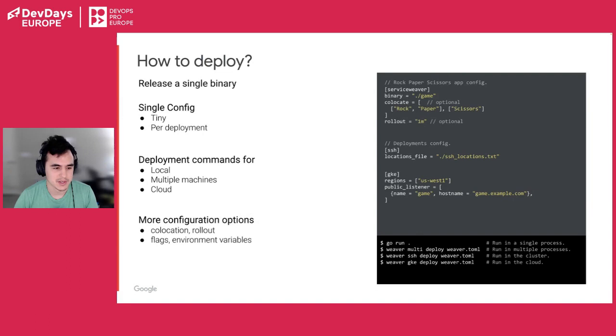And we have some more sophisticated configuration options. You can specify manually which components you want to co-locate together. For example, maybe I say, okay, rock and paper should be together, scissors should be separate.